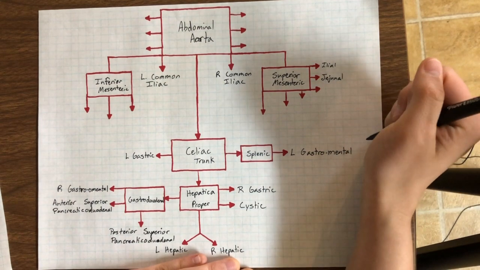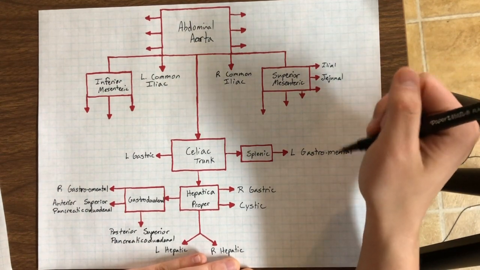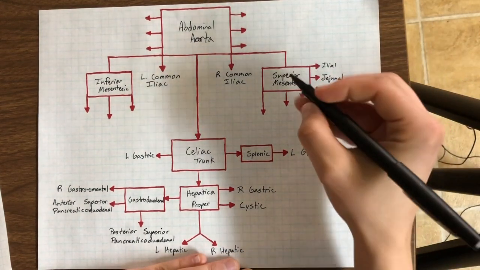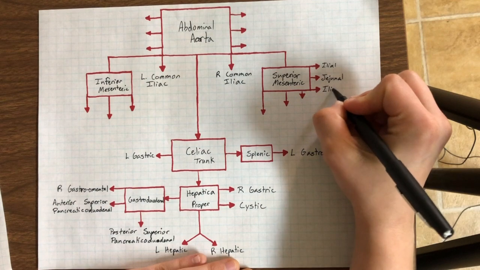And we're also going to have the ileocolic artery, which is going to supply the cecum of the large intestine, which is the area where the small intestine and large intestine connects. It's going to be the ileocolic.